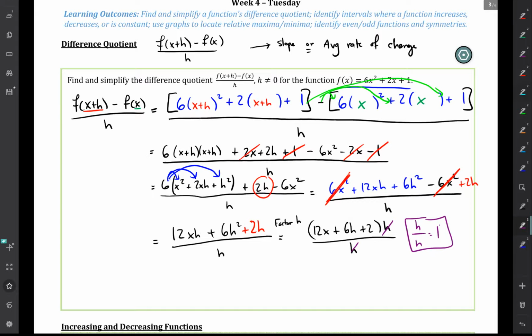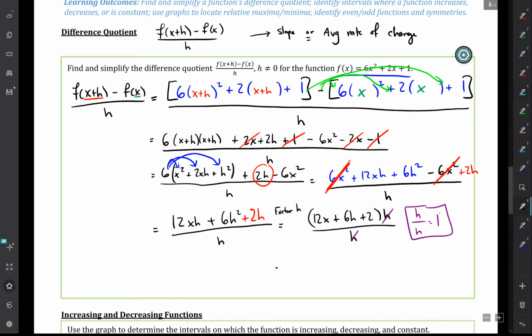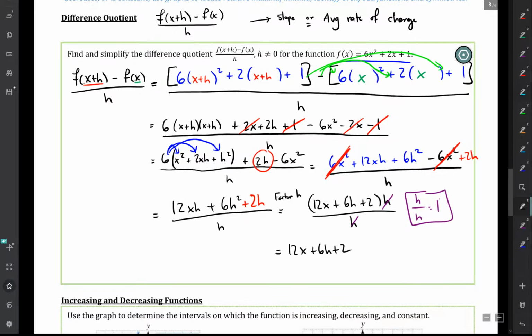As long as h is not 0, the h divided by h is 1. So it's like multiplying by 1. So my difference quotient here is 12x plus 6h plus 2. And that's the final step there. And like I said, this is the average rate of change over an interval of length h, which I'll explain a little bit more about that in class.